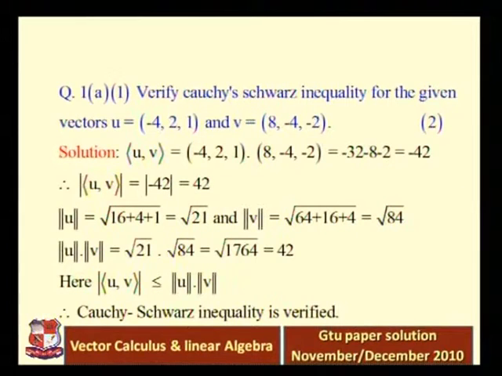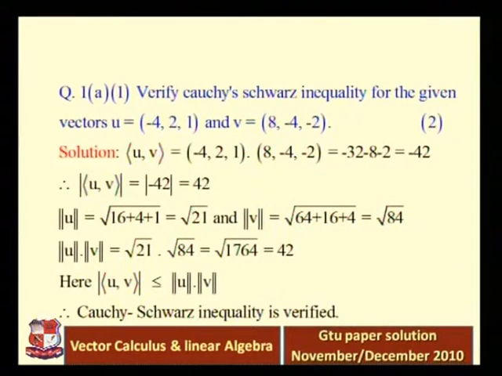Now first of all, to verify Cauchy-Schwarz inequality, at least you should know what a Cauchy-Schwarz inequality is. The modulus of the inner product of any two vectors is always less than or equal to the product of the norms of those two vectors. That means modulus of inner product uv is always less than or equal to norm u times norm v, which we have to prove for these two vectors u and v. And here we use the Euclidean inner product, which is not mentioned, but let us assume that we have to use it.